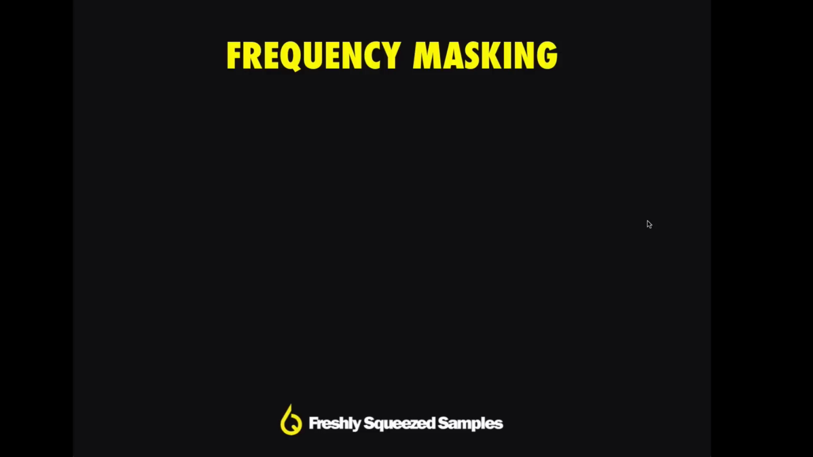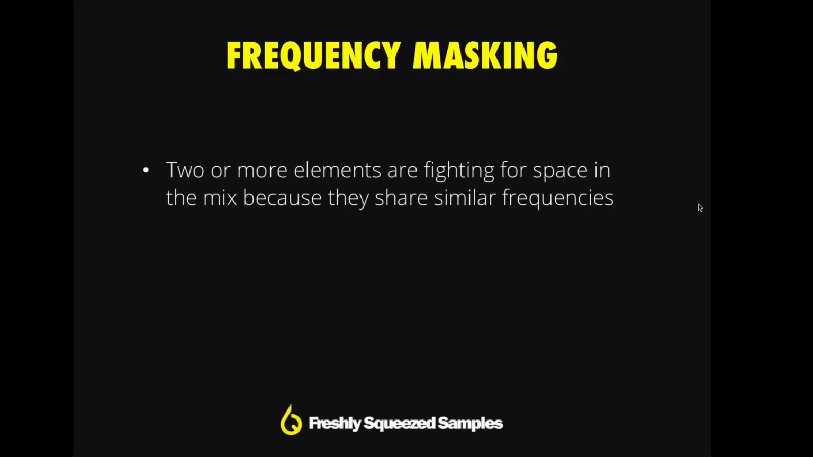So, frequency masking, what is it? Frequency masking is a result of two or more sounds sharing the same space in the frequency spectrum. Now, a good example of this in everyday life is when you're trying to talk to someone in a crowded space, say a coffee shop or at a concert or something like that. Because there are a lot of people talking around you, it's hard to make out what the other person is saying at times, simply because there are so many other people speaking in the same frequency range or similar frequency range. And this happens in music as well.